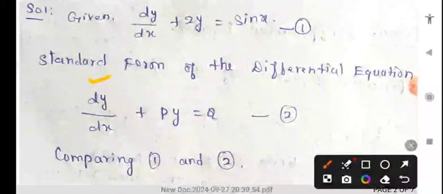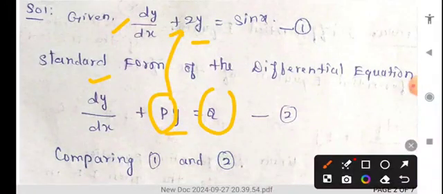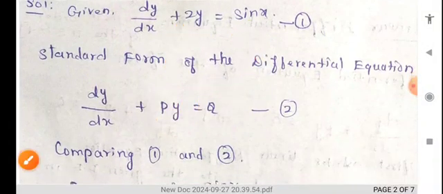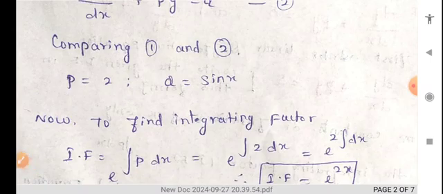Here is dy by dx, here is also dy by dx. Here y is presented, here y is also presented. So instead of p, here it is 2. Instead of q, here it is sin x. So from this, what can we get? The p and q values. So p is equal to 2 and q is equal to sin x.